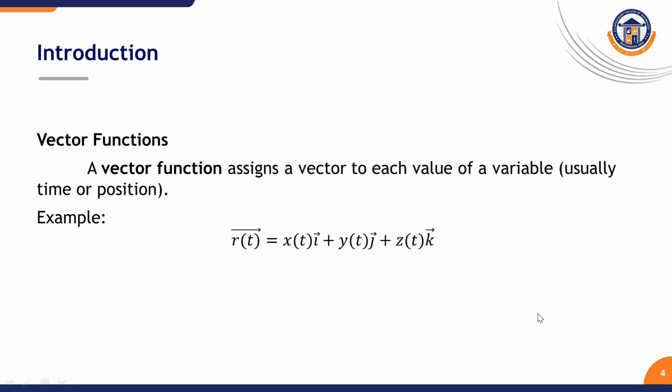Vector function. A vector function assigns a vector to each value of a variable, usually time or position. Example: r of t vector equals x of t i vector plus y of t j vector plus z of t k vector. That means x of t, y of t and z of t are functions of t.